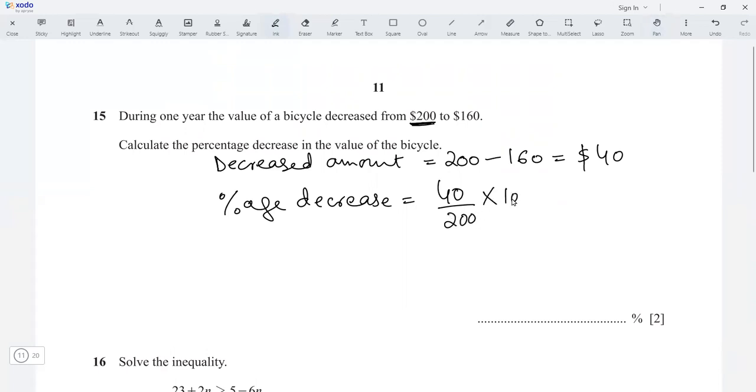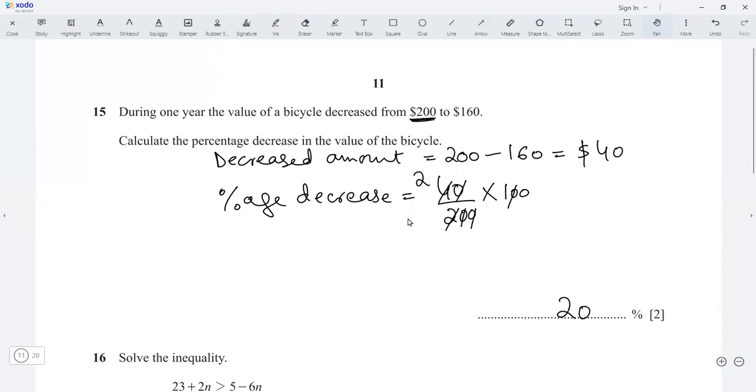So times 100, cut down the zeros. Sorry, it will be 100. So 2 times 10 is 20%. 20% is the answer because we have to multiply by 100, not 10. The percent sign stays written down because it's a percentage. If you have to find a percentage, we have to multiply with 100. So this is the answer.